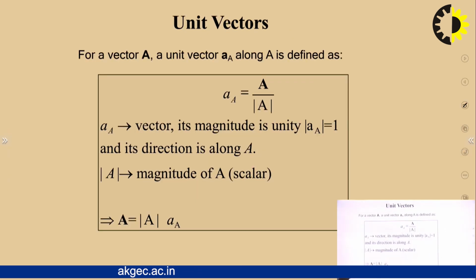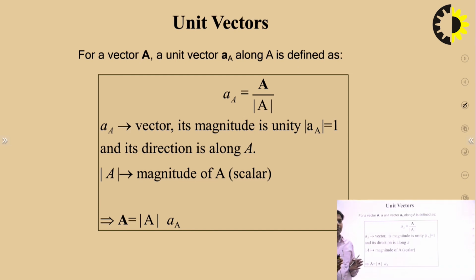First we say what is the meaning of a unit vector. The whole of the electromagnetic field is governed by vector as well as scalar quantities. A unit vector is defined to show the direction in which your vector is going.